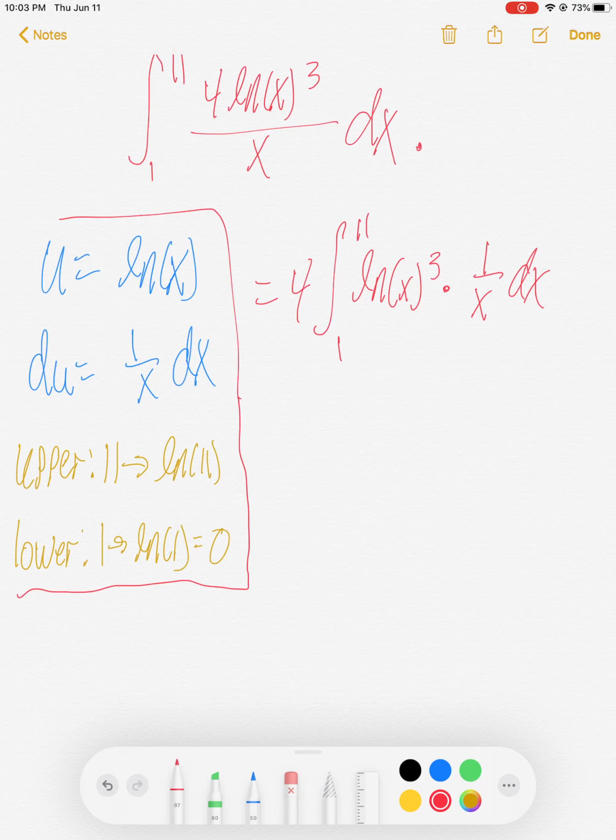Right, so for my upper bound, I'm going to take 11 and plug it into my u formula. And the lower bound is 1, which goes to ln of 1. I'm going to leave ln of 11 alone because I have no idea what ln of 11 is. It's some hideous number, I'm sure. But ln of 1, in fact, we do know is 0. So I'm going to go ahead and make that change.